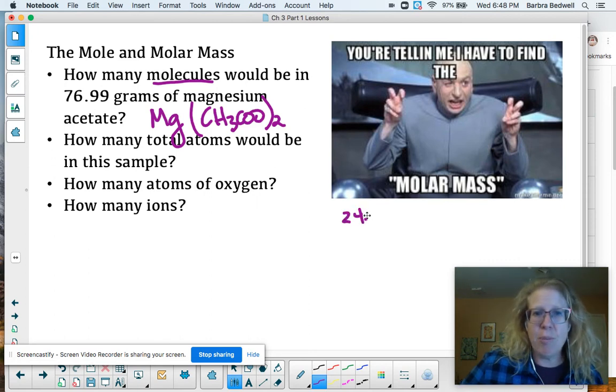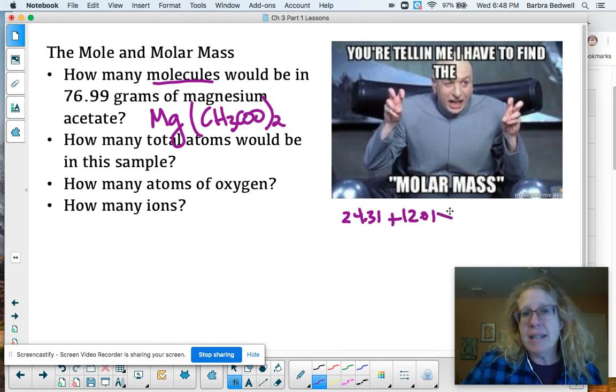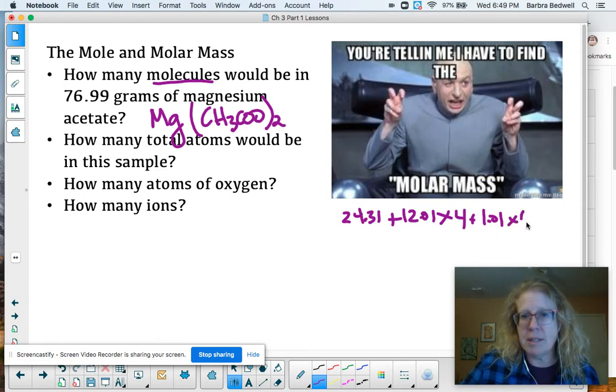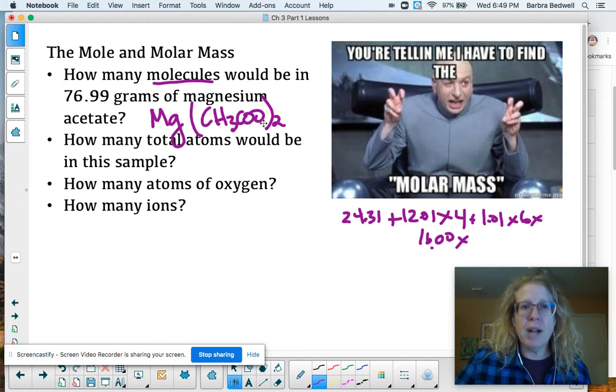Magnesium is 24.31. Carbon is 12.01 times, okay, how many carbons are in here total? There are 2 carbons times 2, so that's times 4. Hydrogen is 1.01, and there are 6 total hydrogens in here. CH3, right? H3 times 2, so this is going to be times 6. And then our oxygen is 16.00 times. There are 2 oxygens in here times 2, for a total of 4.